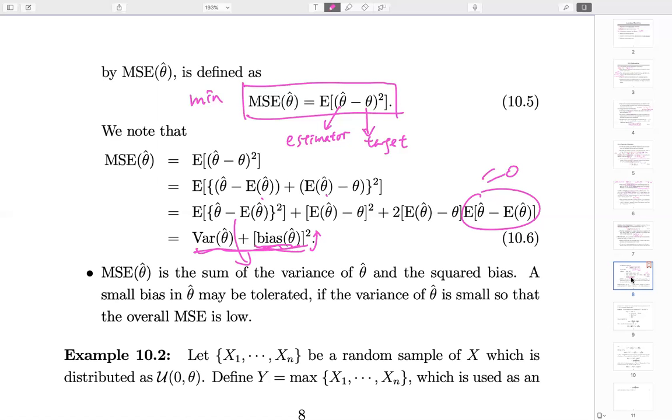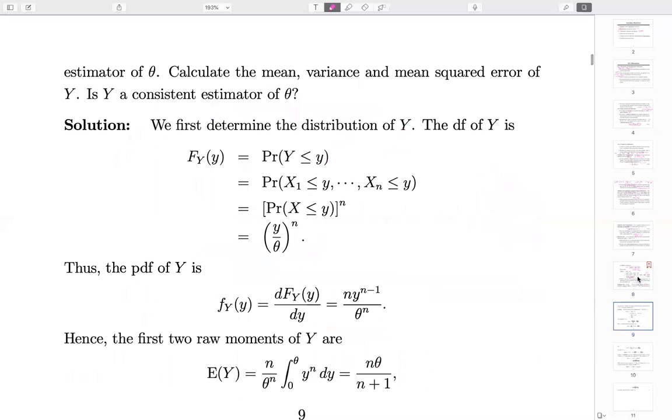So we assume we have a random sample, and when we talk about a random sample, that means those are IID copies of X, okay? Here X follows a uniform distribution from 0 to theta. Obviously theta is bigger than 0. We define Y as the maximum. This is the order statistic, right? So we take Y as the estimator for theta.